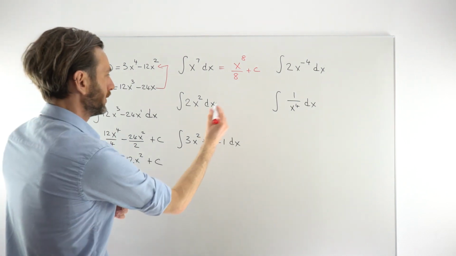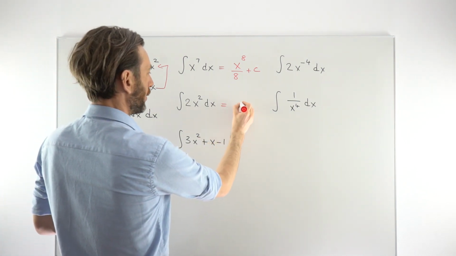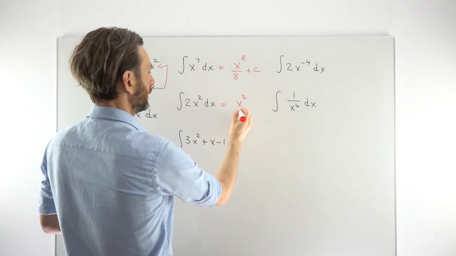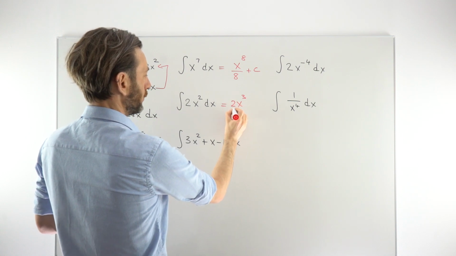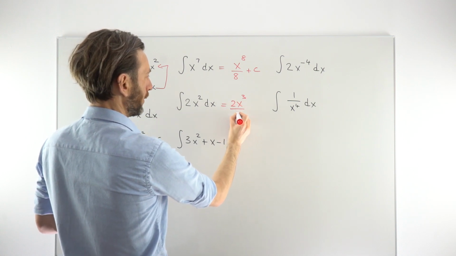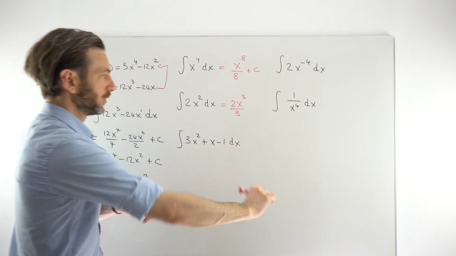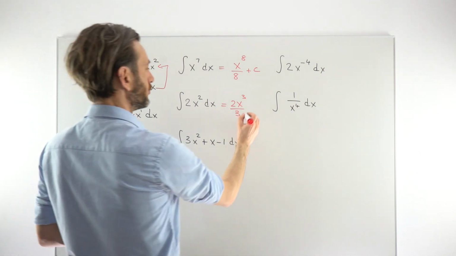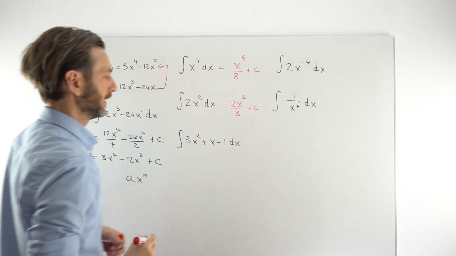Okay, having a look at the next one. So same thing again, just increasing the power, which goes up to an x cubed, dividing by the new power, so leaving the 2 as well, dividing by the new power brings that down to 2/3 x cubed, remembering to put your plus c on the end.